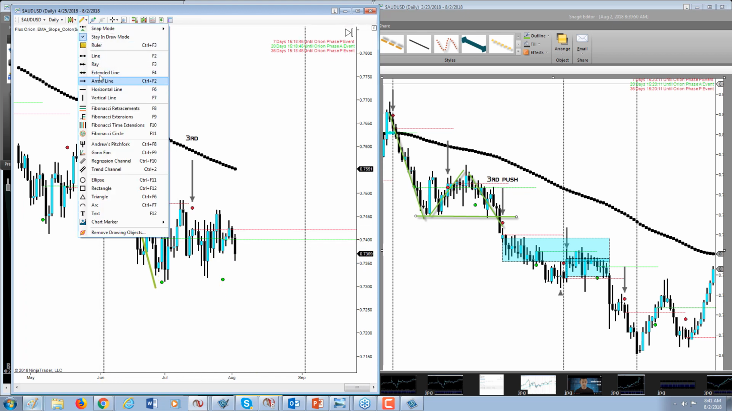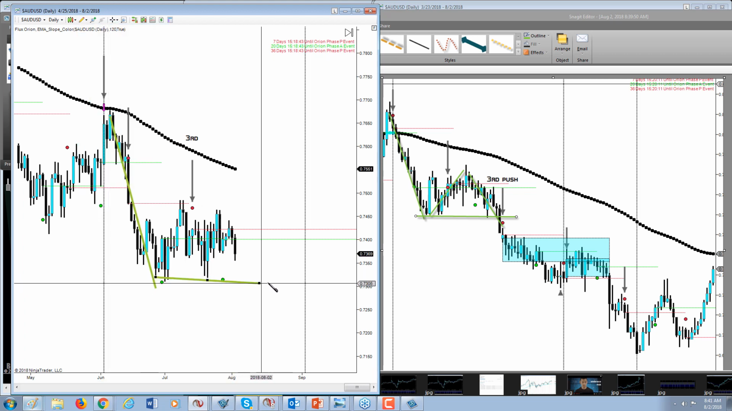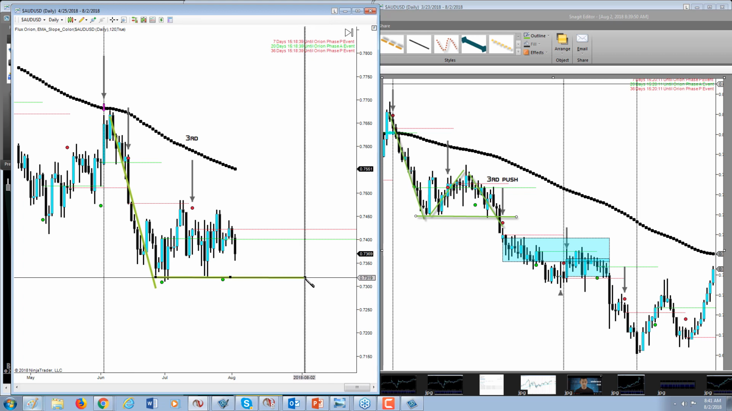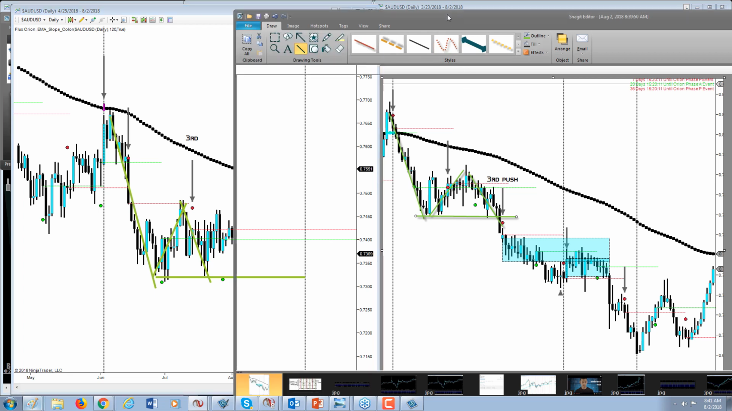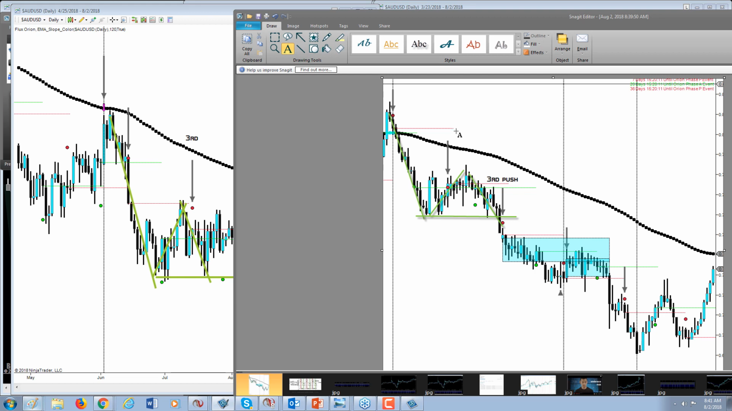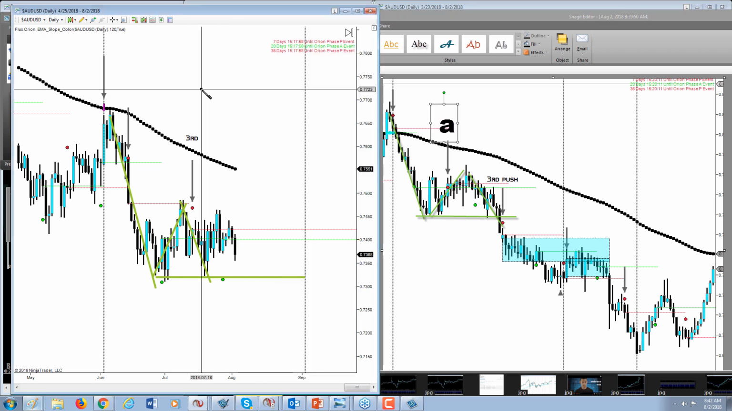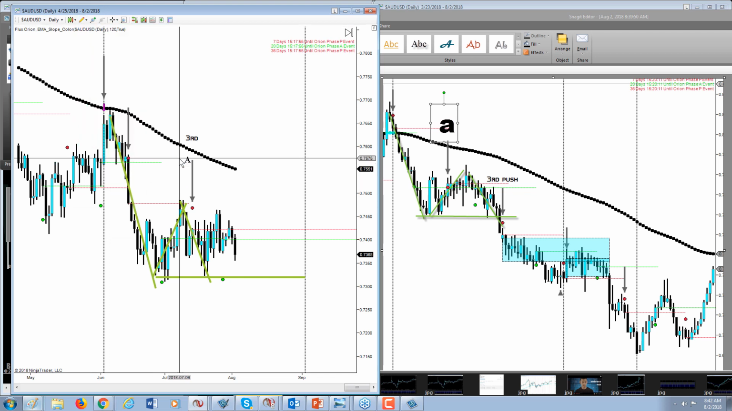In the AUDUSD, we have that pullback here. And it looks like their offset. It looks like this candle here, let's call this A. Again, I don't think banks do anything randomly. I think they just follow the same plays all over again. It looks like that red dot is this red dot right here.